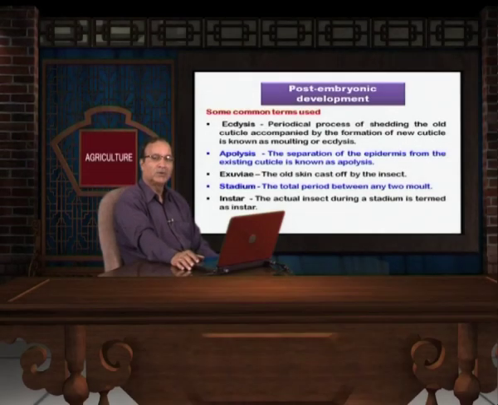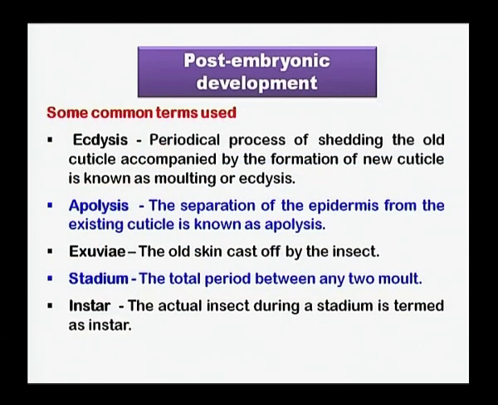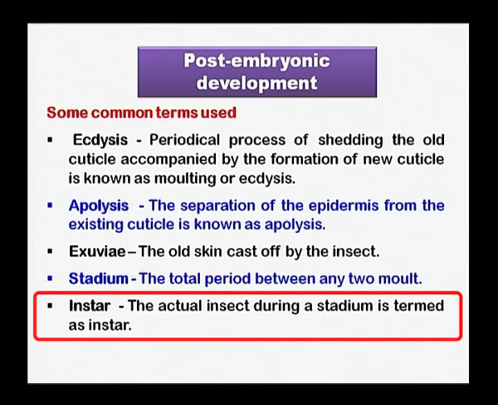Now, coming to the post-embryonic development, before we start the actual content of the topic, there are some common terms which are used for understanding the post-embryonic development, like ecdysis, apolysis, exuviae, stadium and instar. Say for example, what is an instar? This is the actual insect during a stadium, and a stadium is the total period between any two molts or between two stages.